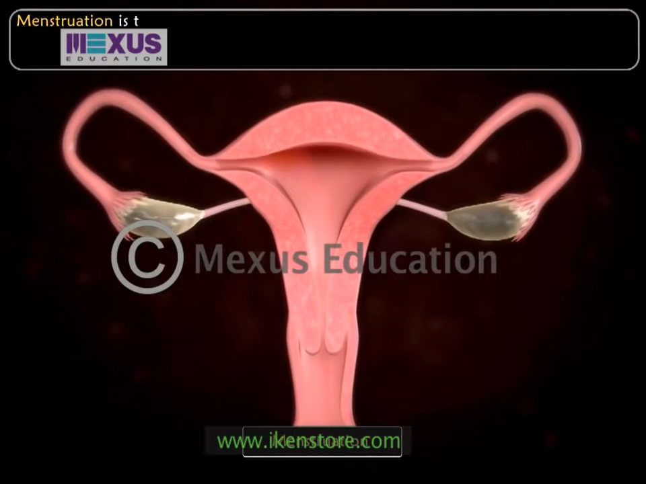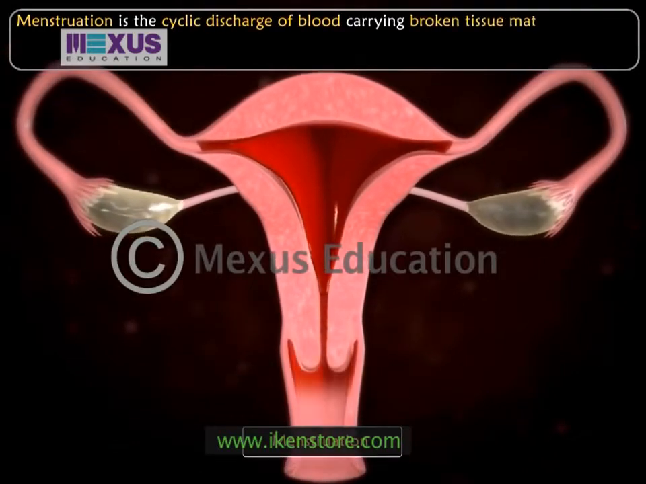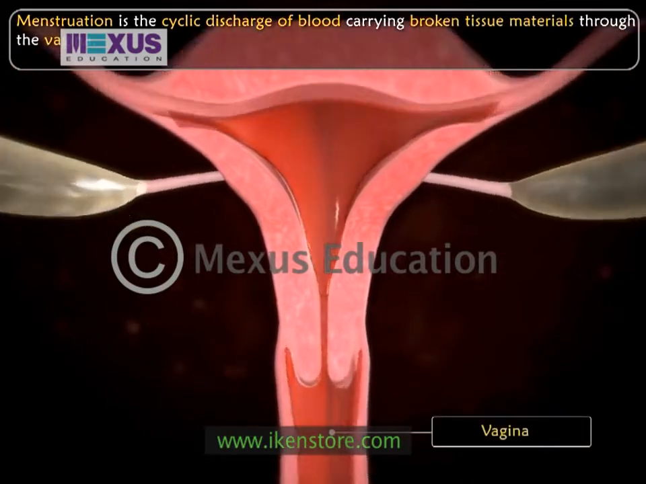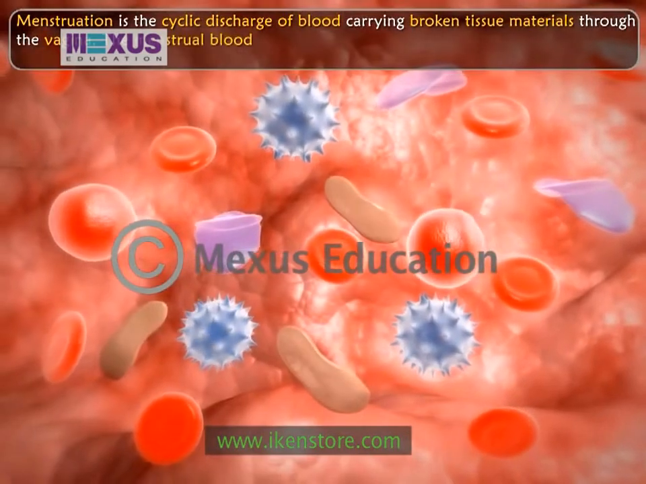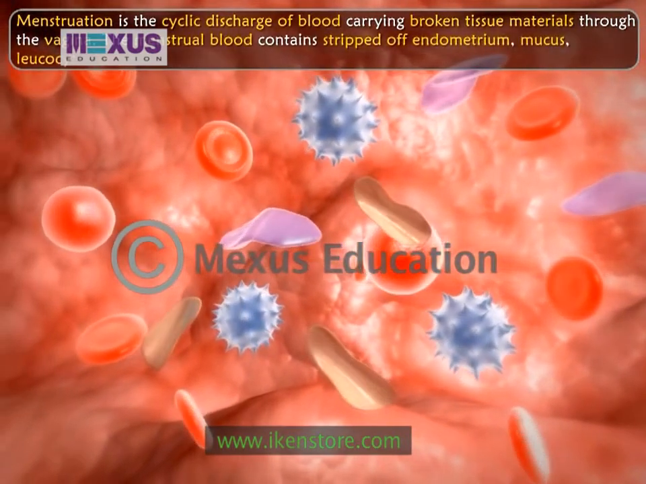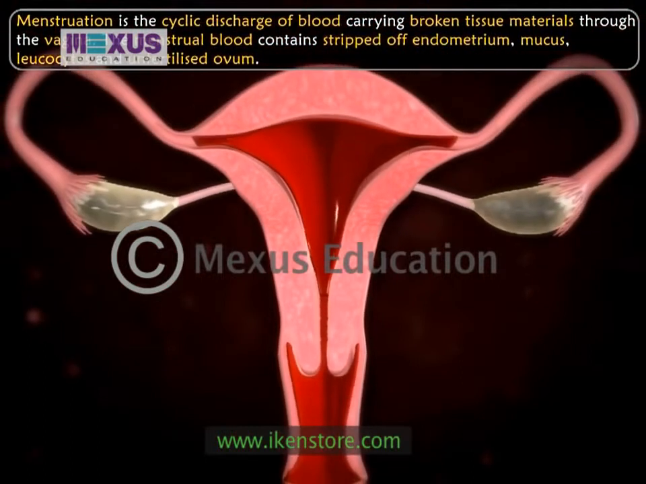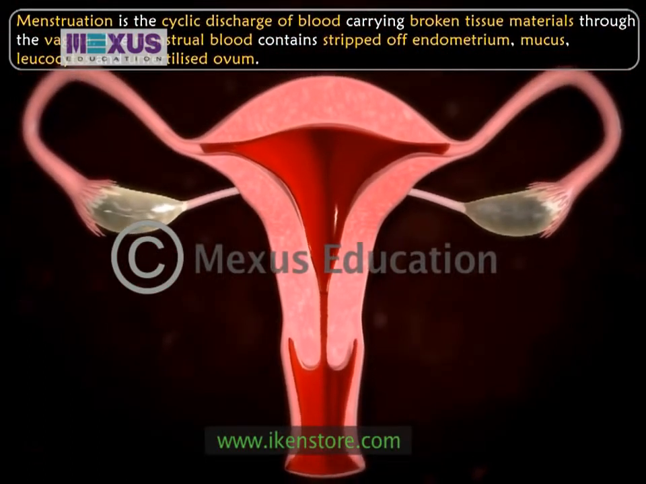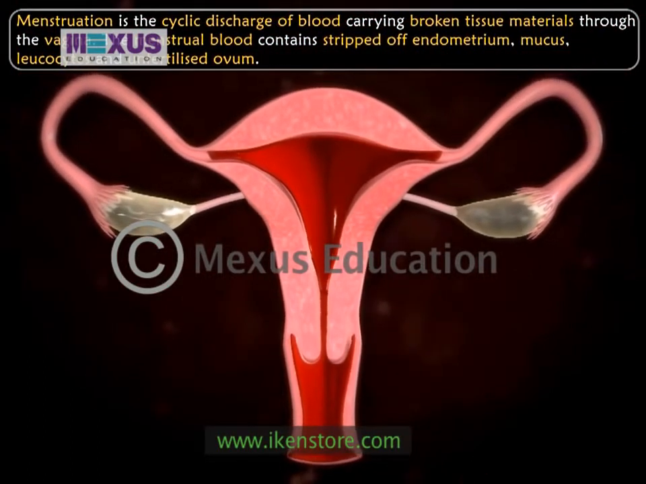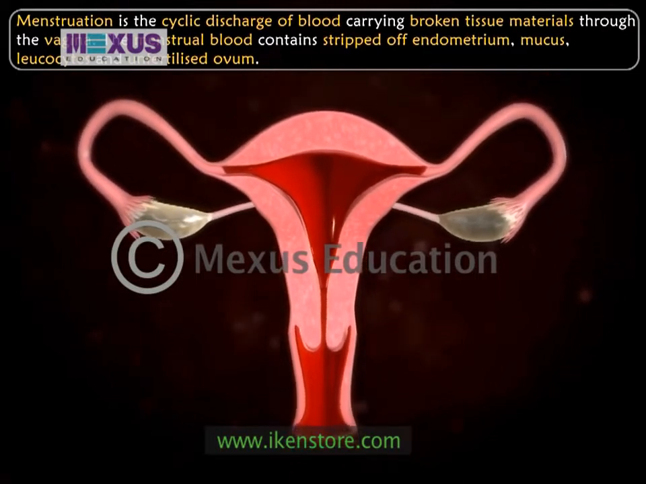Menstruation, thus, is the cyclic discharge of blood carrying broken tissue materials through the vagina. The menstrual blood contains stripped-off endometrium, mucus, leukocytes, and the unfertilized ovum. A menstrual cycle is taken to begin with the onset of menstrual bleeding and ends just before the next menstruation.